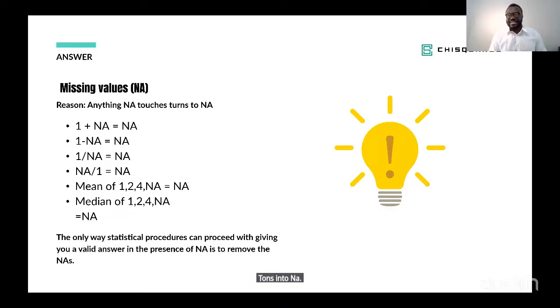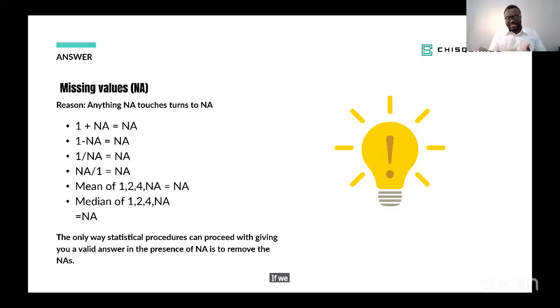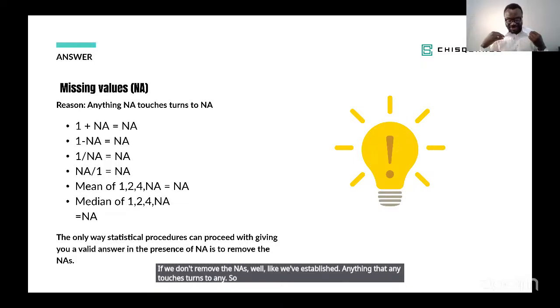So the question then is, when we're doing analysis and the column has NAs or missing values, what then do we have to do? Well, the answer is obvious. We will then have to remove those NAs. If we don't remove the NAs, well, like we've established, anything that NA touches turns to NA. So our results will consistently be NA, NA, NA, NA. Obviously, that doesn't make sense.